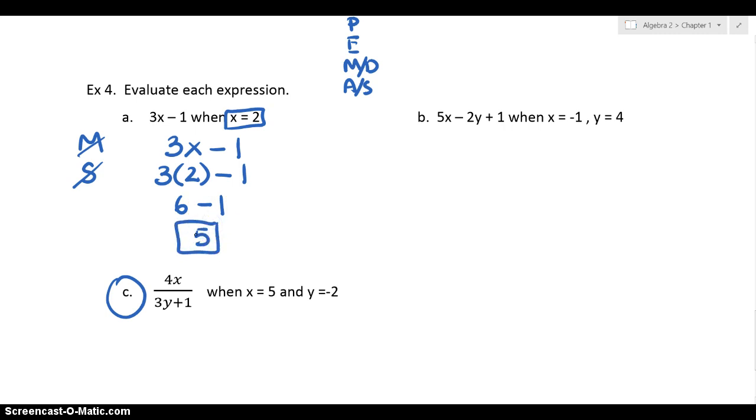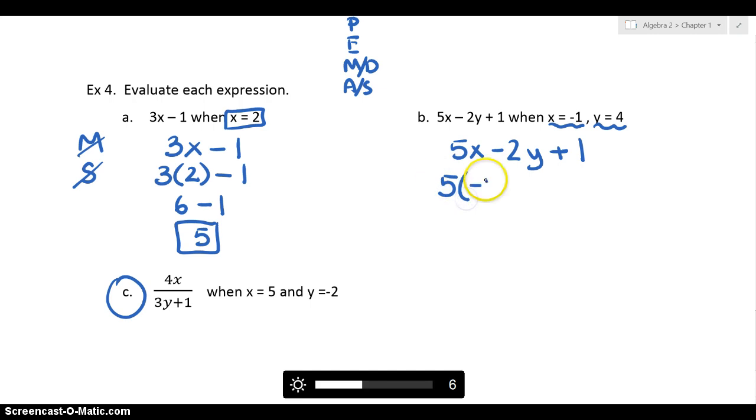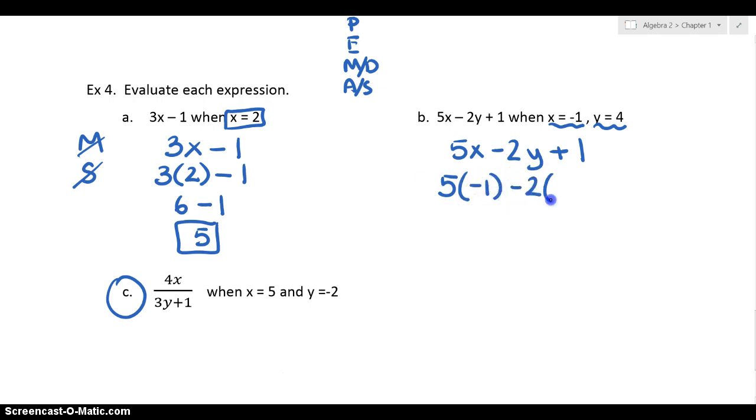Alright, let's try this one more time, and then I'm going to let you work a little bit. We have, once again, 5x minus 2y plus 1 as our expression. And we have x equals negative 1 and y equals 4. So we're going to go ahead and replace x with negative 1. We're going to replace the y with 4, plus 1. So we have multiplication, I see. We have a subtraction. We have another multiplication. And we have an addition.